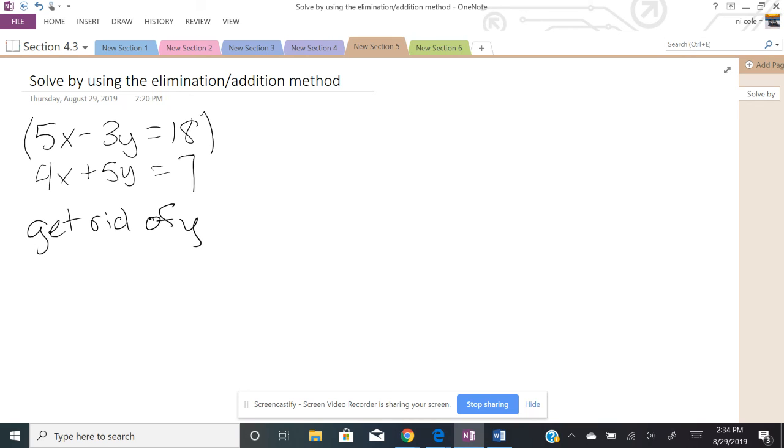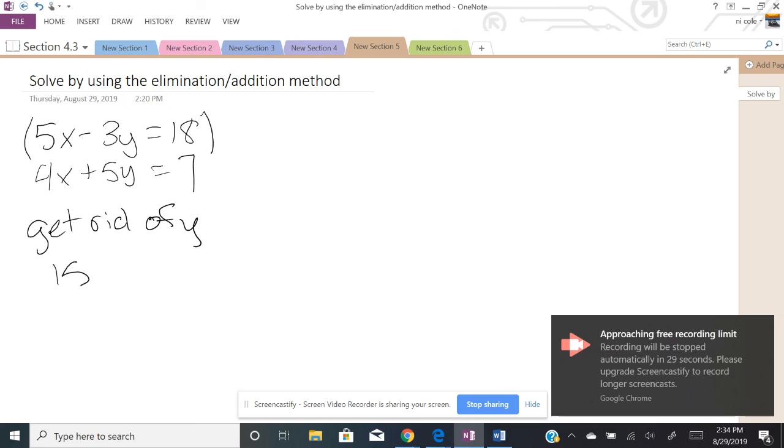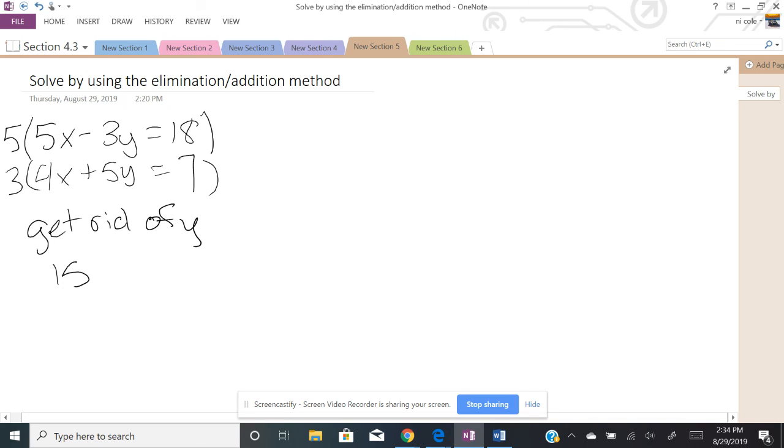So what number for 3 and 5 makes them the same? Well, the number is 15. So I'm going to multiply this by 5 and this one by 3. 5 times 5 is 25x minus 15y equals 90.